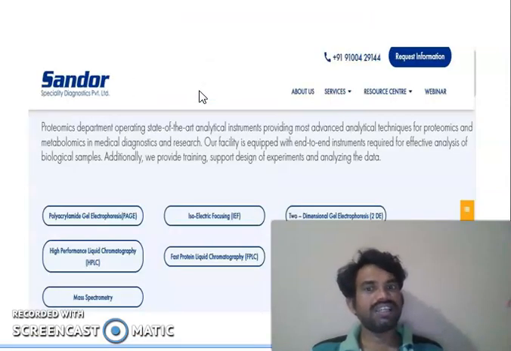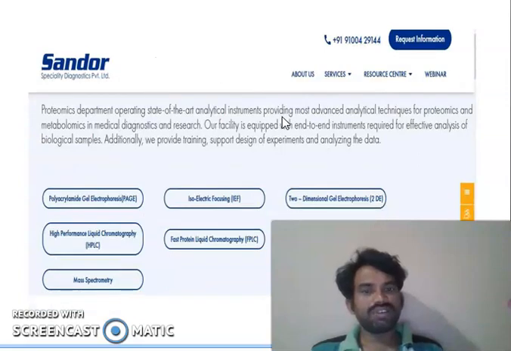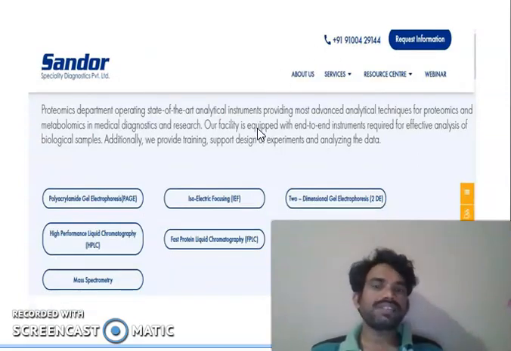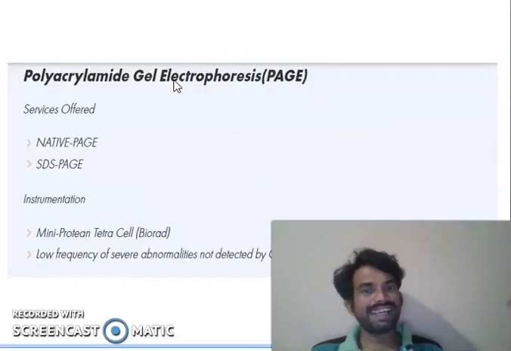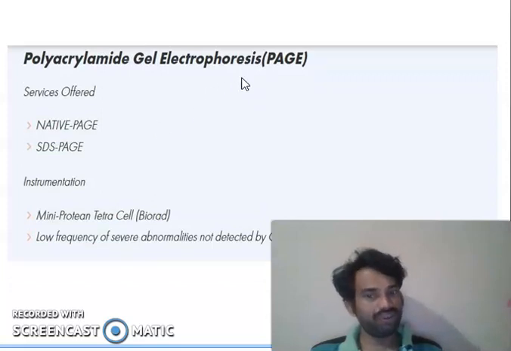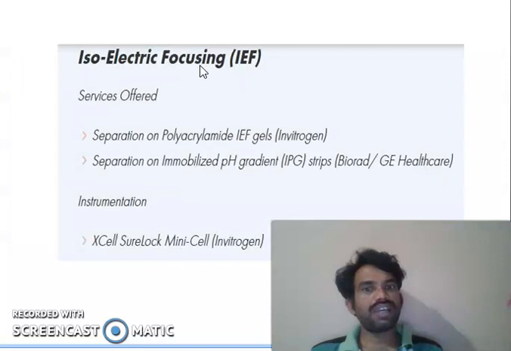Next you can see Sandair, a specialty diagnostic private limited. This is a private diagnostic center working in various applications, especially in protein chemistry. You can see here the polyacrylamide gel. They are using native gel and SDS-PAGE gel for protein purification. Then you can see isoelectric focusing.